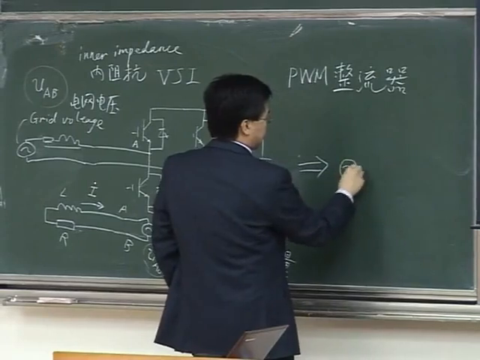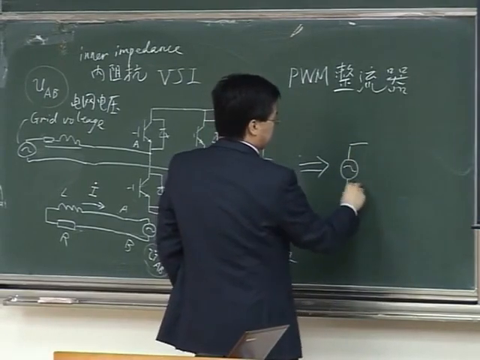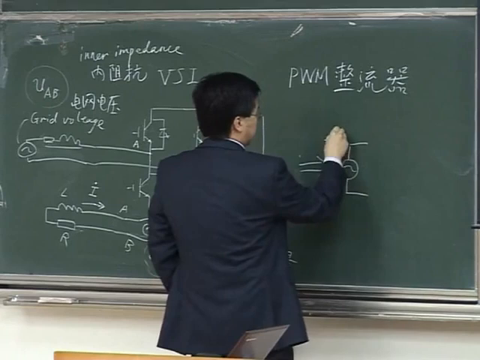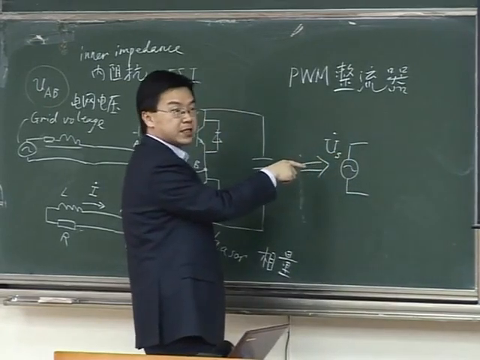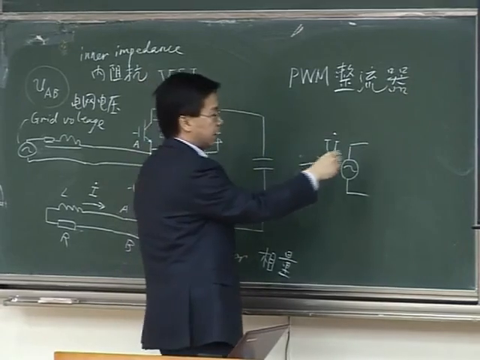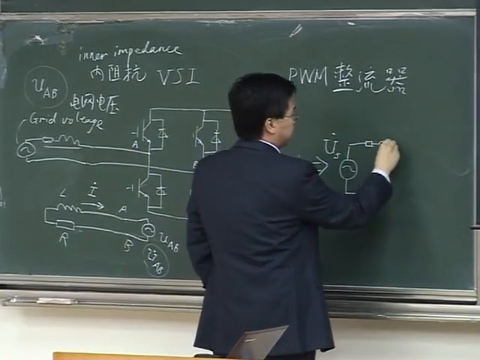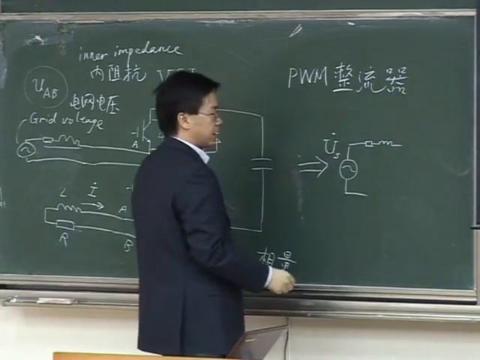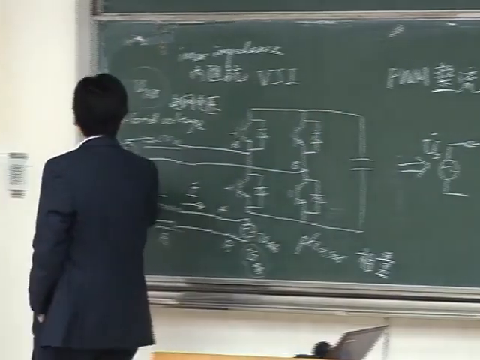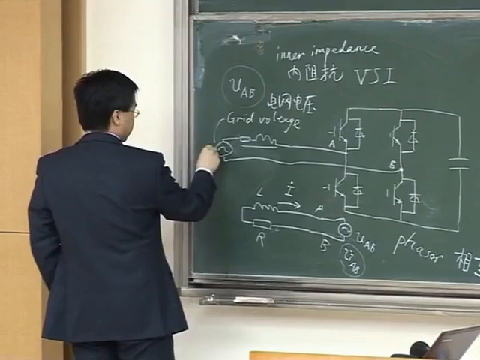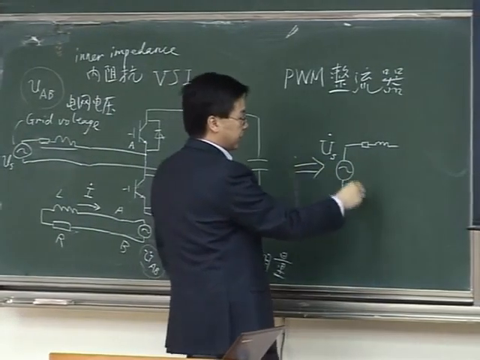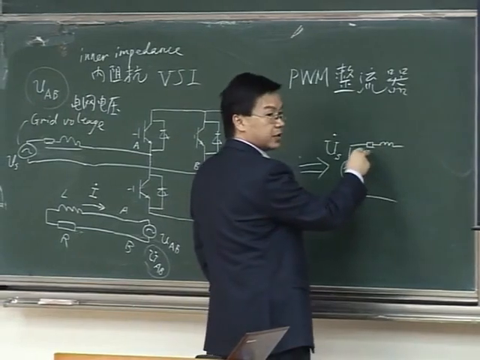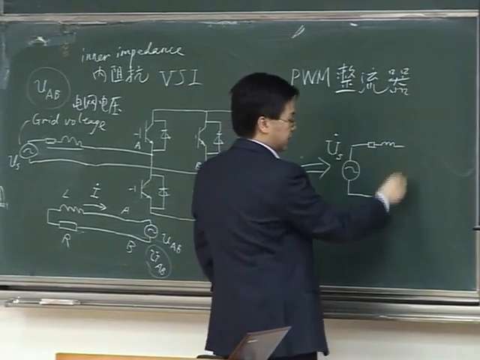on the left-hand side, you have this AC source voltage. This is a grid voltage. I'm representing that with a phasor. And then you have the inner impedance of the grid. This is the US, that's the source voltage, the AC grid voltage. And then you have the inner impedance of the grid.